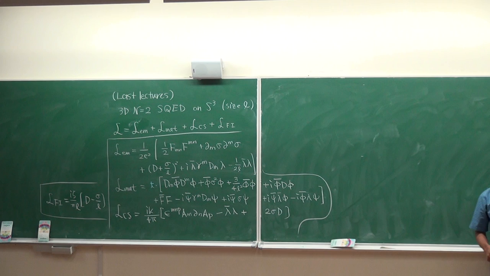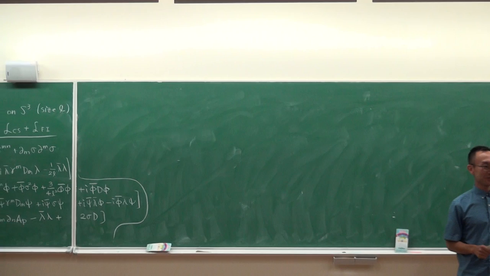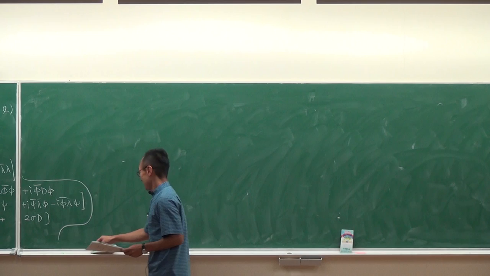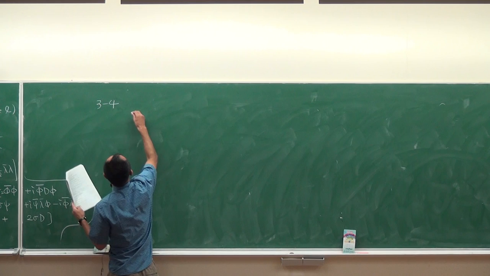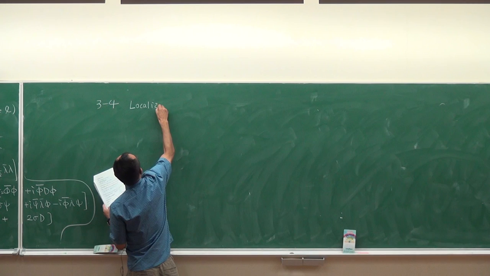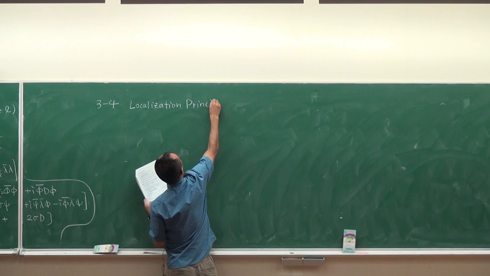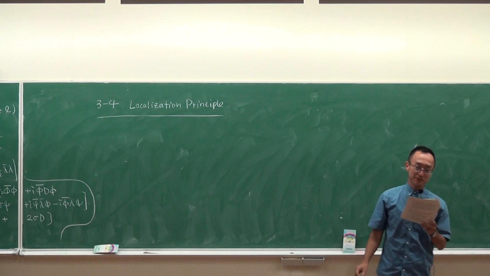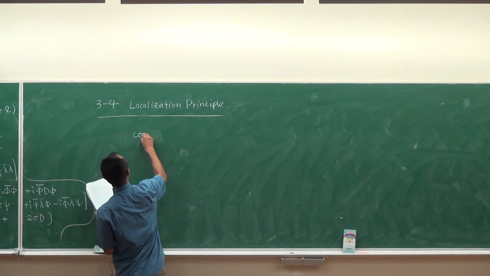So the path integral for this Lagrangian is going to be very complicated, naively, but nevertheless, if I use supersymmetry, then miraculously I can work out the path integral rather explicitly, and I can write down the partition function in closed form. This is what I'm going to talk about. The key idea is the localization principle. So let's consider a path integral of a supersymmetric theory.